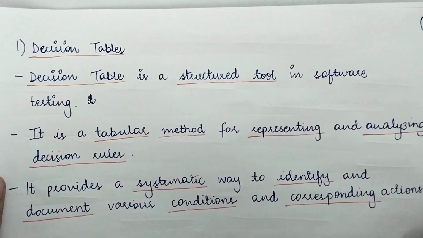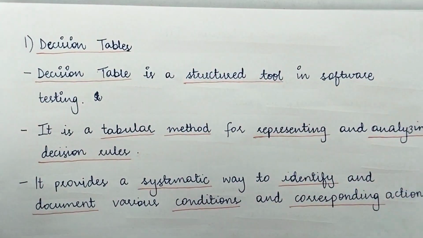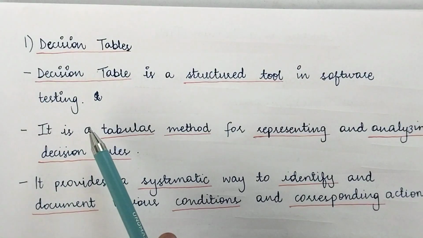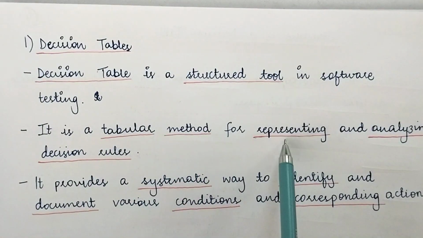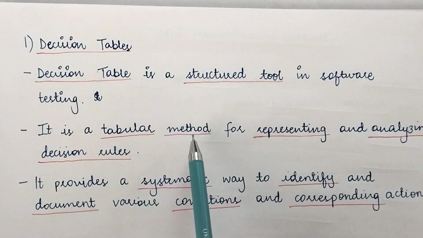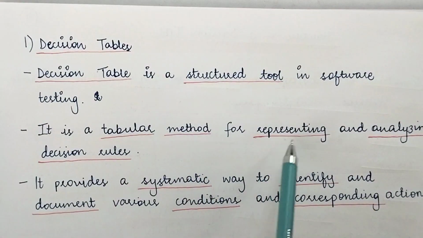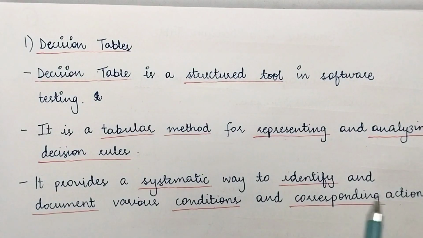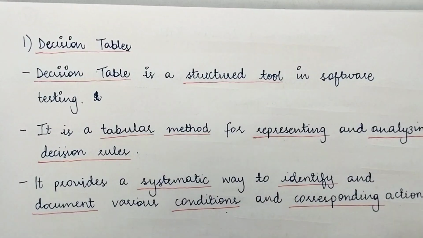So, what is a decision table? A decision table is a structured tool which is used in software testing. It is a tabular method for representing and analyzing the decision rules. Since it is a tabular method, that means it consists of rows and columns which basically represent and analyze the decision rules. It provides a systematic way to identify and document various conditions and the corresponding actions according to the conditions.